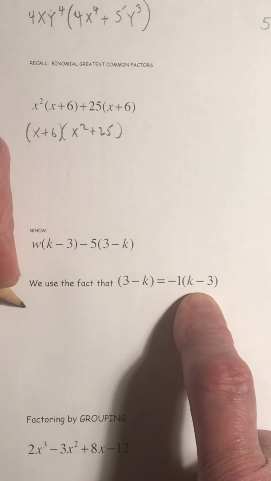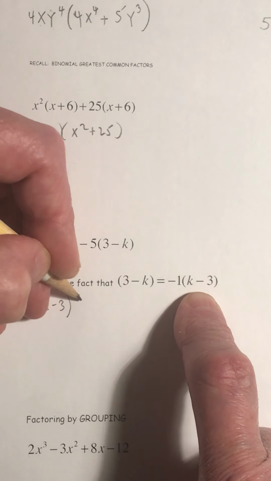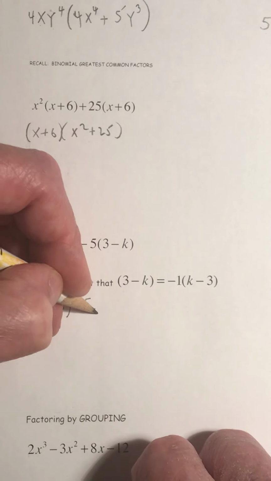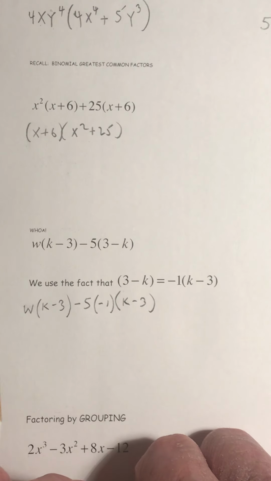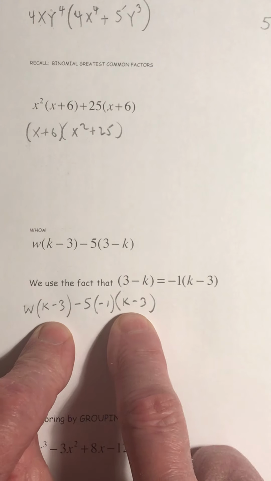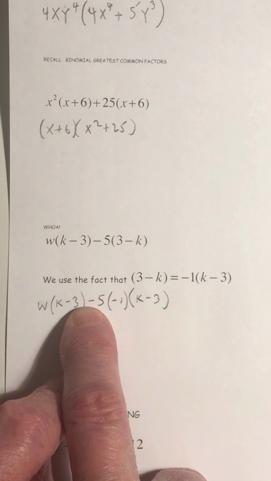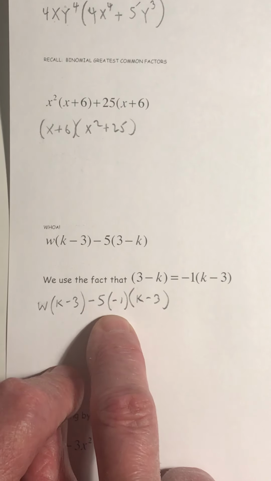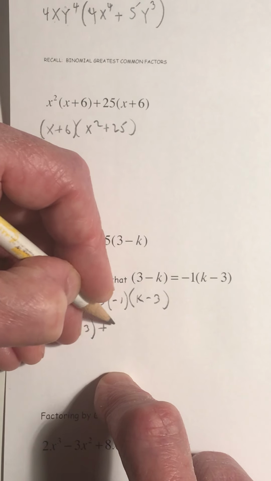So let me go down here. Let me push this idea and challenge your patience just a little bit. Instead of 3 minus k, I'm going to write minus 1 times k minus 3. I'm doing that to make these match. Now what can I do in here to make life simpler? It's going to be take away -5 times this if I multiply this out. So instead of take away -5, I'm just going to change that to +5.